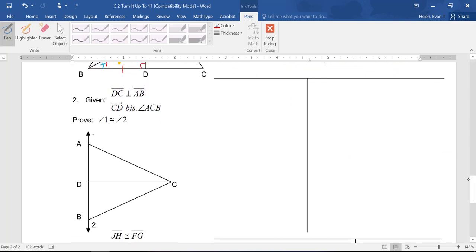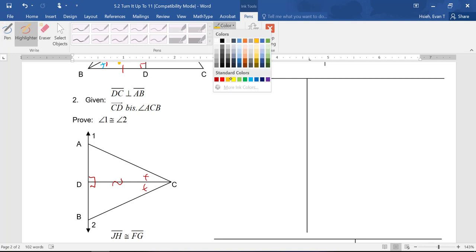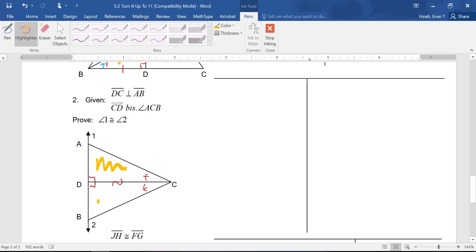Okay, this next one here is DC is perpendicular to AB, right angles, CD bisects angle ACB, congruent. Looks like I've got a reflexive there. That gives me these two triangles congruent. Right off the bat, I can prove these two right here are congruent to each other by angle, side, angle.